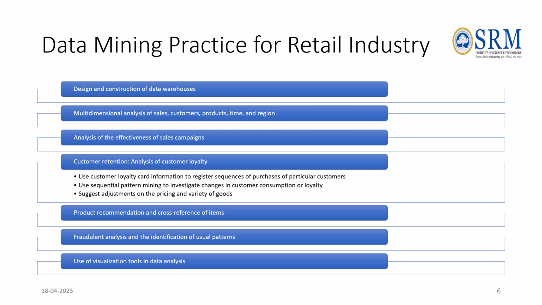Next one, fraudulent analysis and identification of unusual patterns. Fraudulent activity costs the retail industry millions of dollars per year. It is important to identify potentially fraudulent users and their typical usage pattern. Second, detect attempts to gain fraudulent entry or unauthorized access to individual and organizational accounts. Third one, discover unusual patterns that may need special attention.